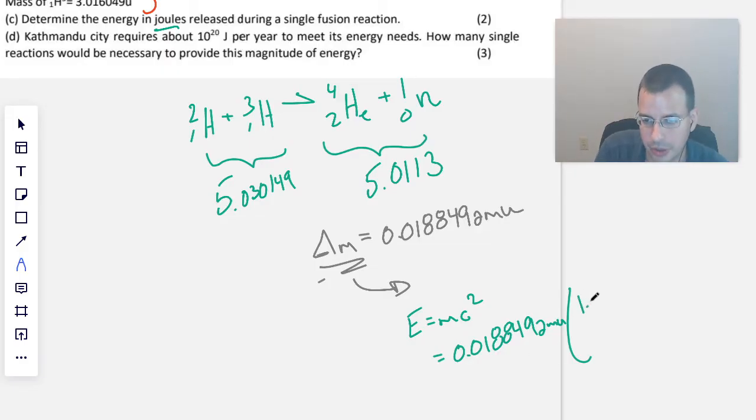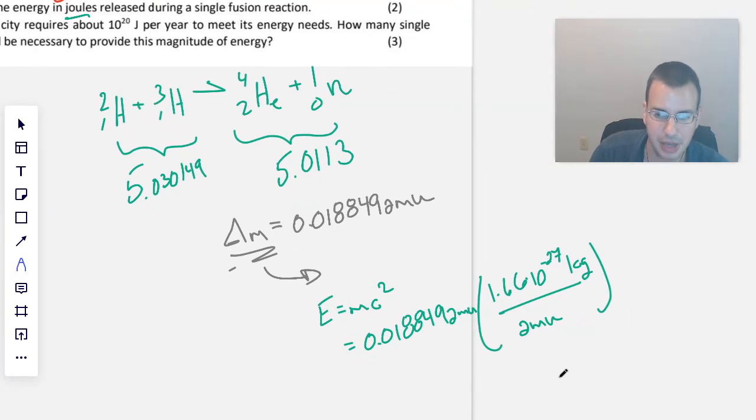So it's going to be 1.66 times 10 to the negative 27th kilograms, very small, per AMU. And that gives us mass. And then I'm just going to use 3 times 10 to the 8th for the speed of light, and that's going to be in meters per second. That's going to be quantity squared.